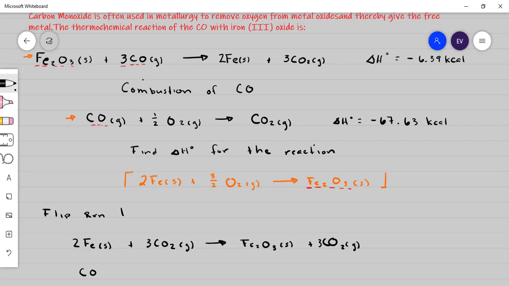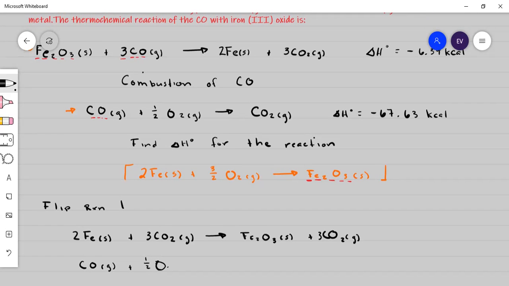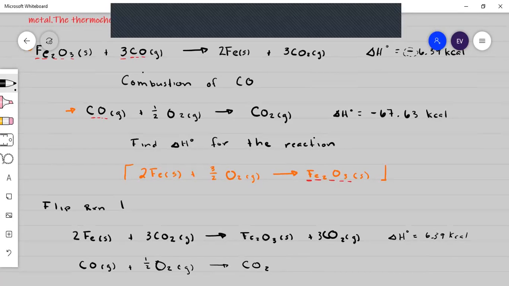So CO gas plus 1/2 O2 yields CO2. This has a heat of formation that is now going to be opposite because we flipped it: 6.39 kilocalories. The number stays the same. The only thing we removed was the negative because it's now the opposite reaction. So instead of being exothermic, it's now endothermic and it's going to be absorbing energy.